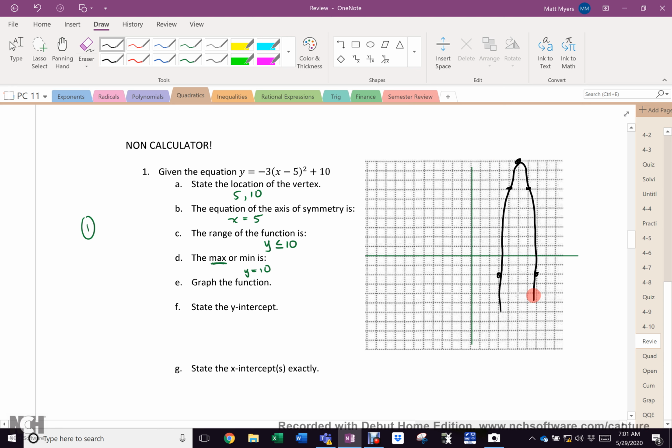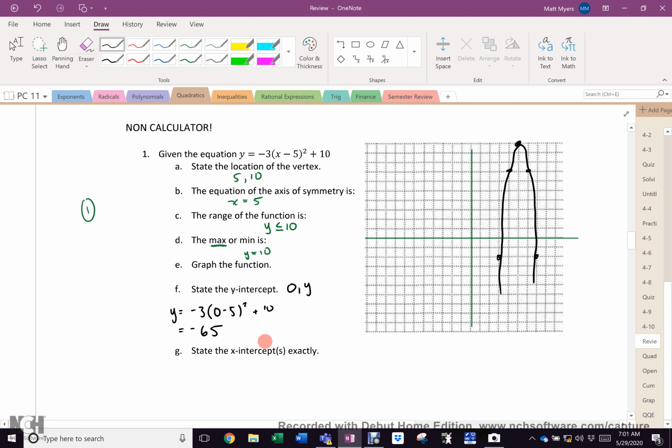The y-intercept. There's lots of ways to find the y-intercept. The easiest way to find it is at 0, y. So you fill in the graph. Y equals negative 3(0 minus 5) squared plus 10. 0 minus 5 is negative 5. Negative 5 squared is 25. Times negative 3 is negative 75, plus 10. Y equals negative 65.